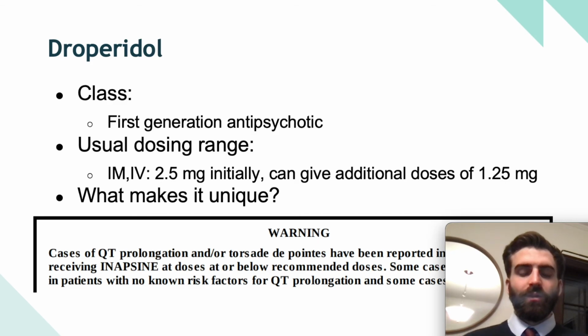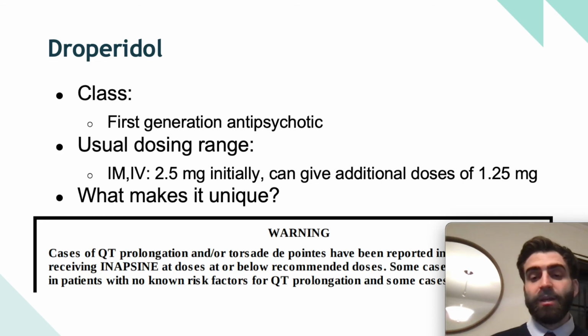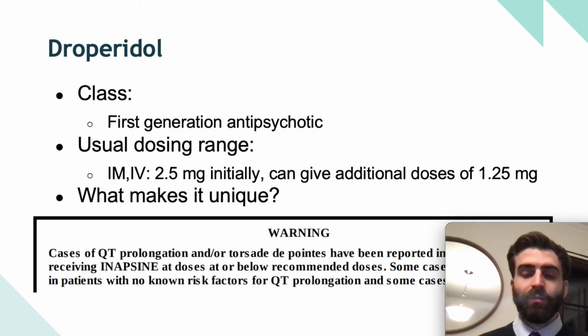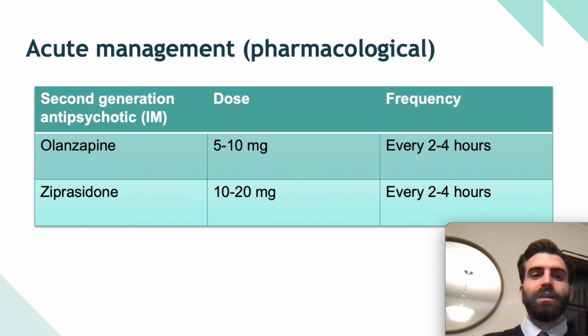Next is Droperidol. This is very similar and related to haloperidol. I've only seen this used in the emergency room for acutely agitated patients. Like I said, it's very similar to haloperidol, but the difference is it has a specific black box warning for QTc prolongation. So this is something that you would certainly pay attention to in patients with cardiac dysfunction and even patients without.